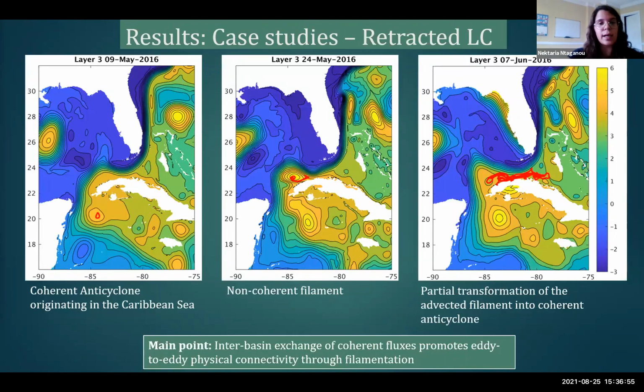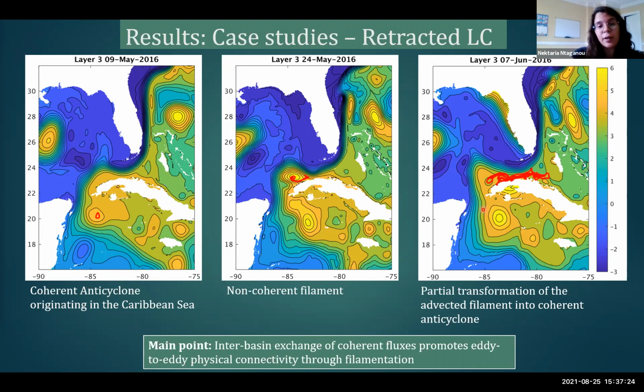Moving on to the next case study. In this case study, as you see in the SSH snapshots, the loop current was retracted and a Caribbean anticyclone was detected south of the Yucatan Strait, as you see in the red. So this anticyclone was advected into the loop current main body after as a non-coherent filament.